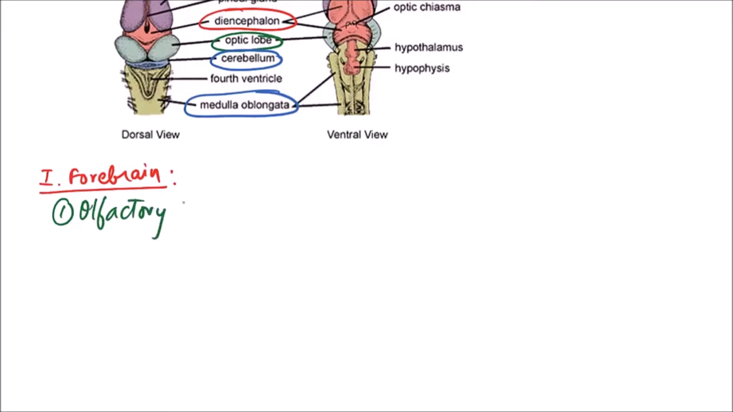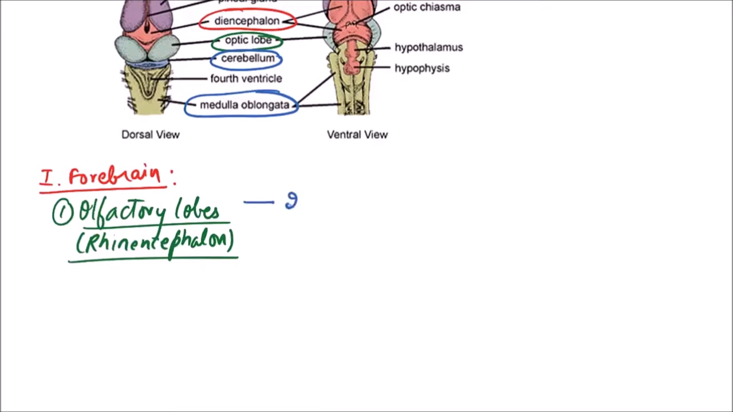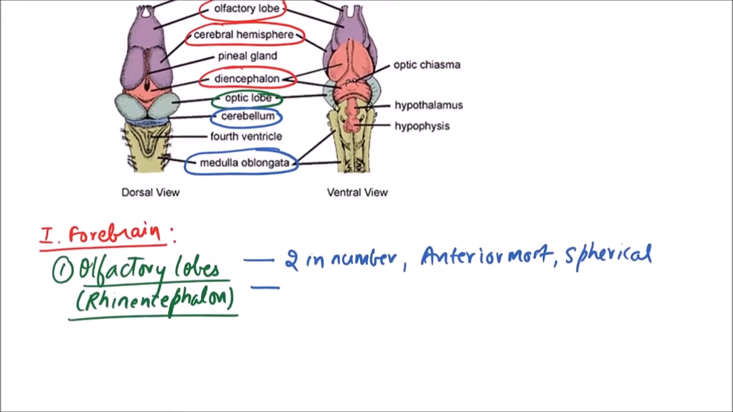Olfactory lobes. Olfactory lobes are also known as rhinencephalon. These are two in number. These are anteriormost. These are spherical in appearance. We can observe that these are olfactory lobes.